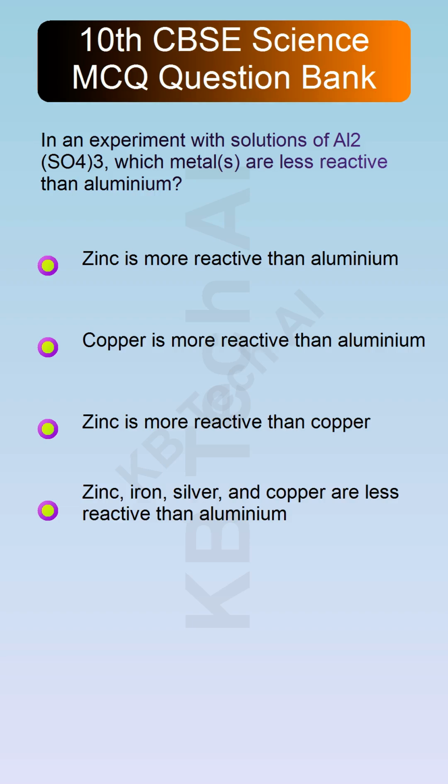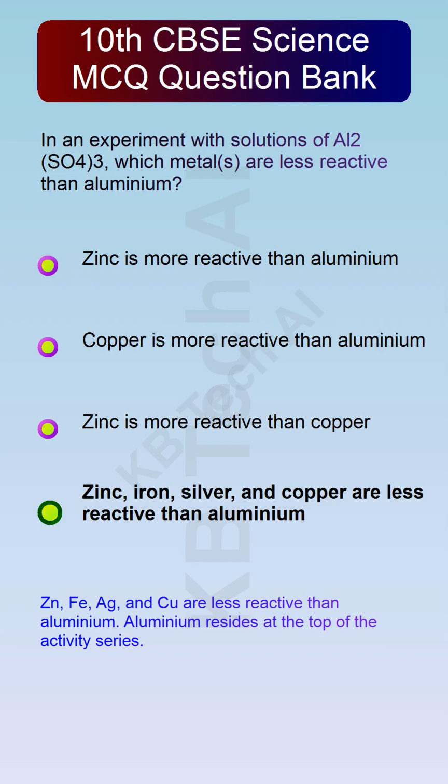In an experiment with solutions of Al2(SO4)3, which metals are less reactive than aluminium? Option 1, zinc is more reactive than aluminium, Option 2, copper is more reactive than aluminium, Option 3, zinc is more reactive than copper, Option 4, zinc, iron, silver, and copper are less reactive than aluminium. The answer is Option 4, zinc, iron, silver, and copper are less reactive than aluminium.